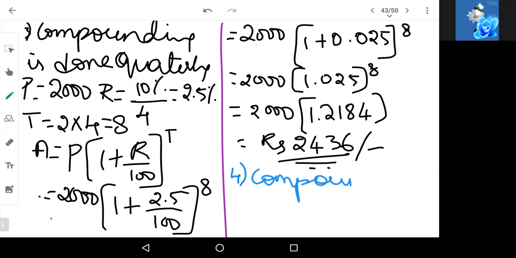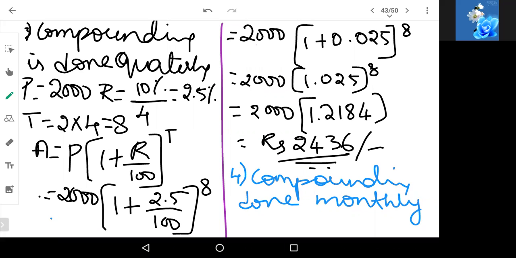compounding done monthly. So we all know that in 1 year there are 12 months, right? So P is equal to 2000, R is equal to 10% divided by 12. How much do you get, 10 by 12? 0.833, or you can take 10 by 12 directly.